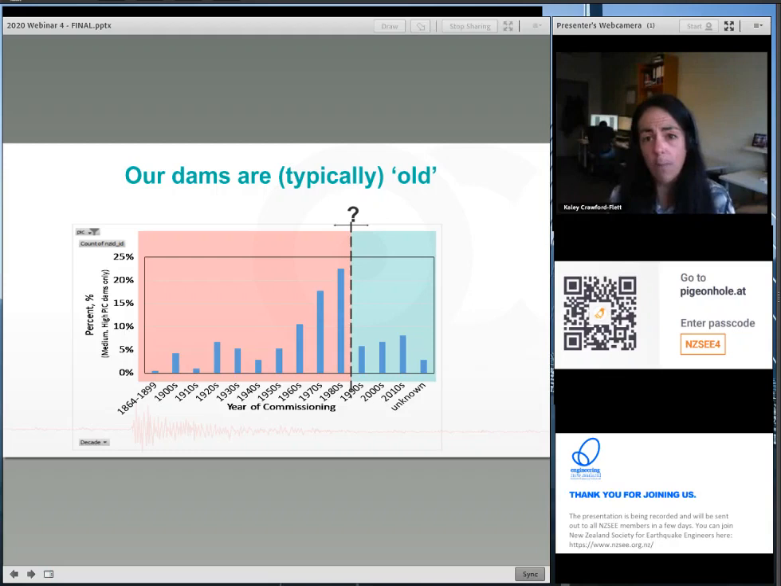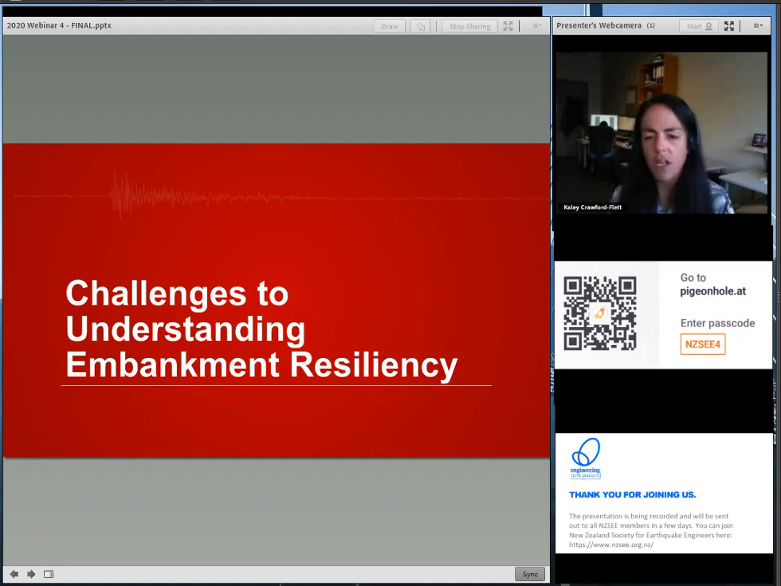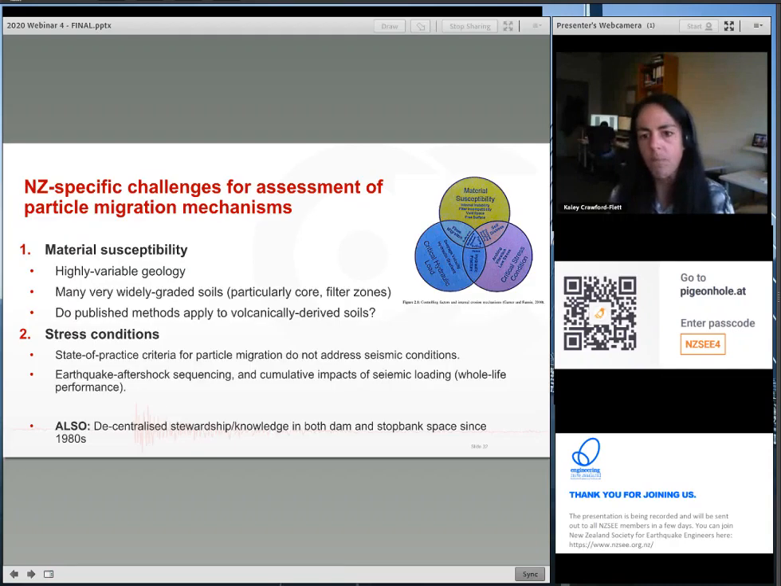In addition to this aging dam population problem, which is not unique to New Zealand, we do have a number of challenges to understanding our embankments that are a little bit more unique to New Zealand. Specifically, New Zealand has highly variable geology, including many very widely graded soils, so glacial materials, a lot of river gravels, including finer materials. Volcanics are another big question mark around whether published methods apply to volcanically derived soils. In addition, when it comes to stress conditions, the state of practice criteria for internal instability and filter compatibility do not specifically address seismic conditions. We don't know how well they actually apply.